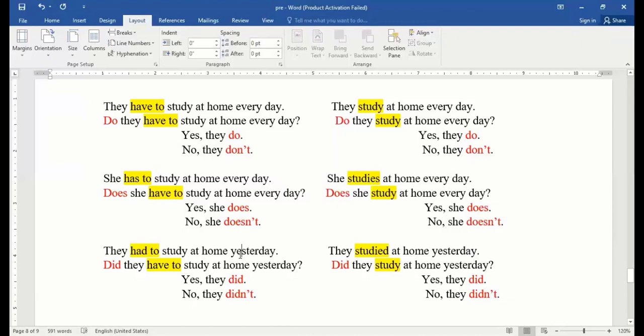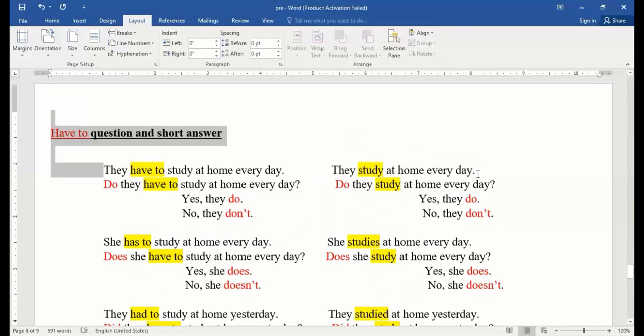So it's the same way you write a question with a normal main verb, the same way you do it with have to, okay? If you look again here: they have to study, do they have to study? She has to study, does she have to study? They had to study, did they have to study? Always after the auxiliary, we write the infinitive, whether a normal verb or have to. So now let's write a question with WH words.